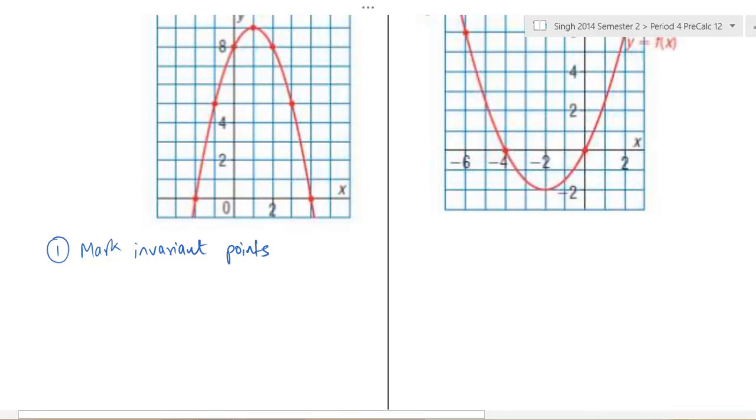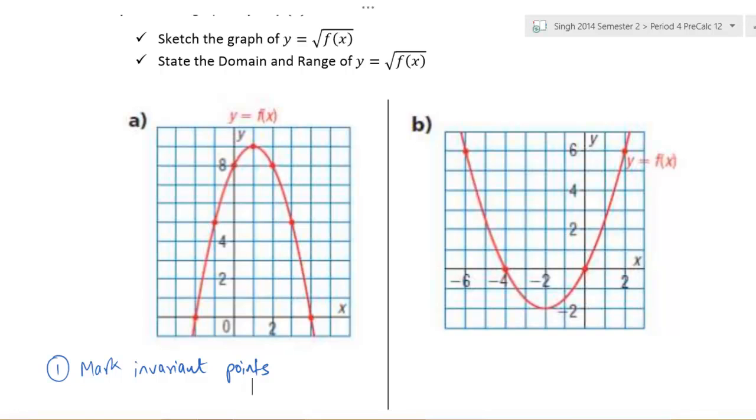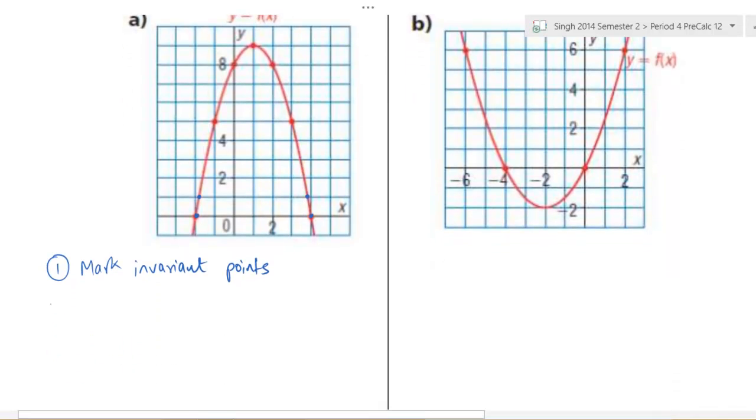Now, by the way, in this example, I'm working with an upside down parabola, so you should know this is a negative x squared function of some sort. So invariant points are again going to happen where the y values are 0 and 1 on the original graph. So here's going to be an invariant point here, an invariant point here, an invariant point here, and an invariant point here. Those four are the invariant points. The next step is make a table of values, pick some points.